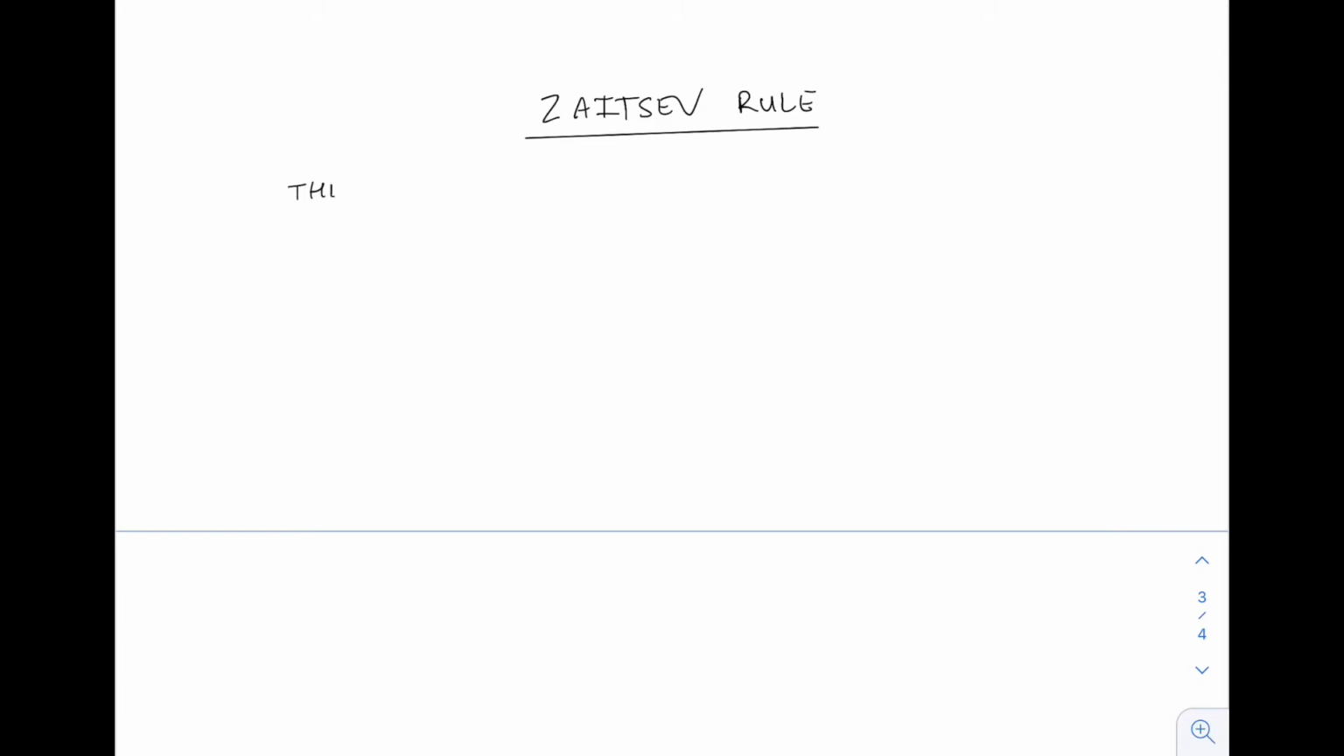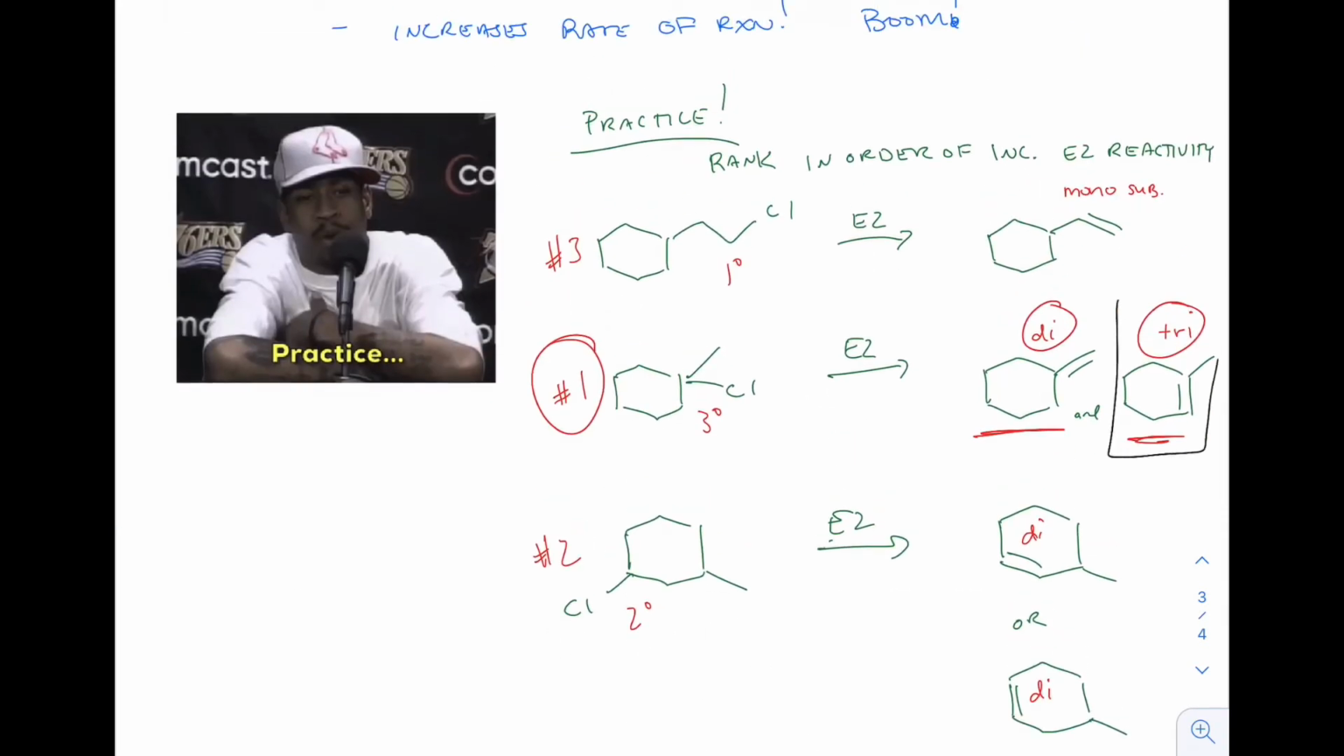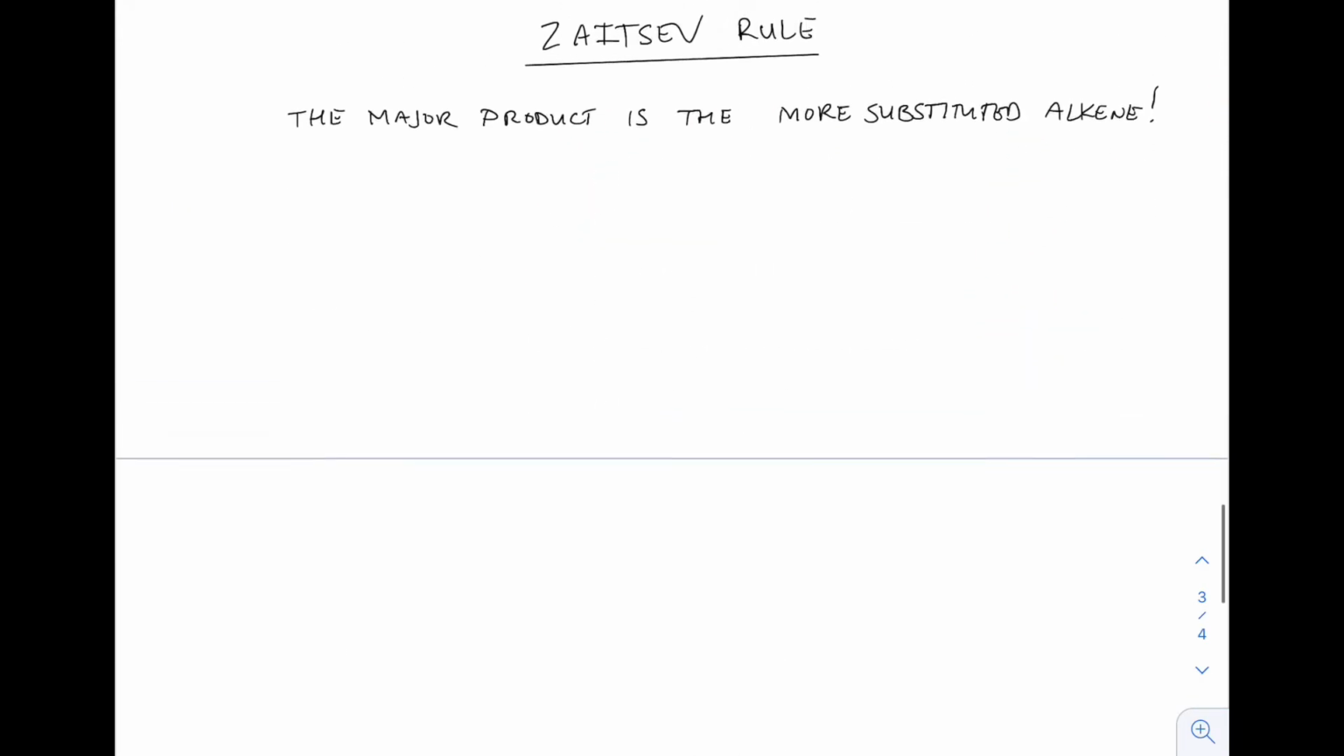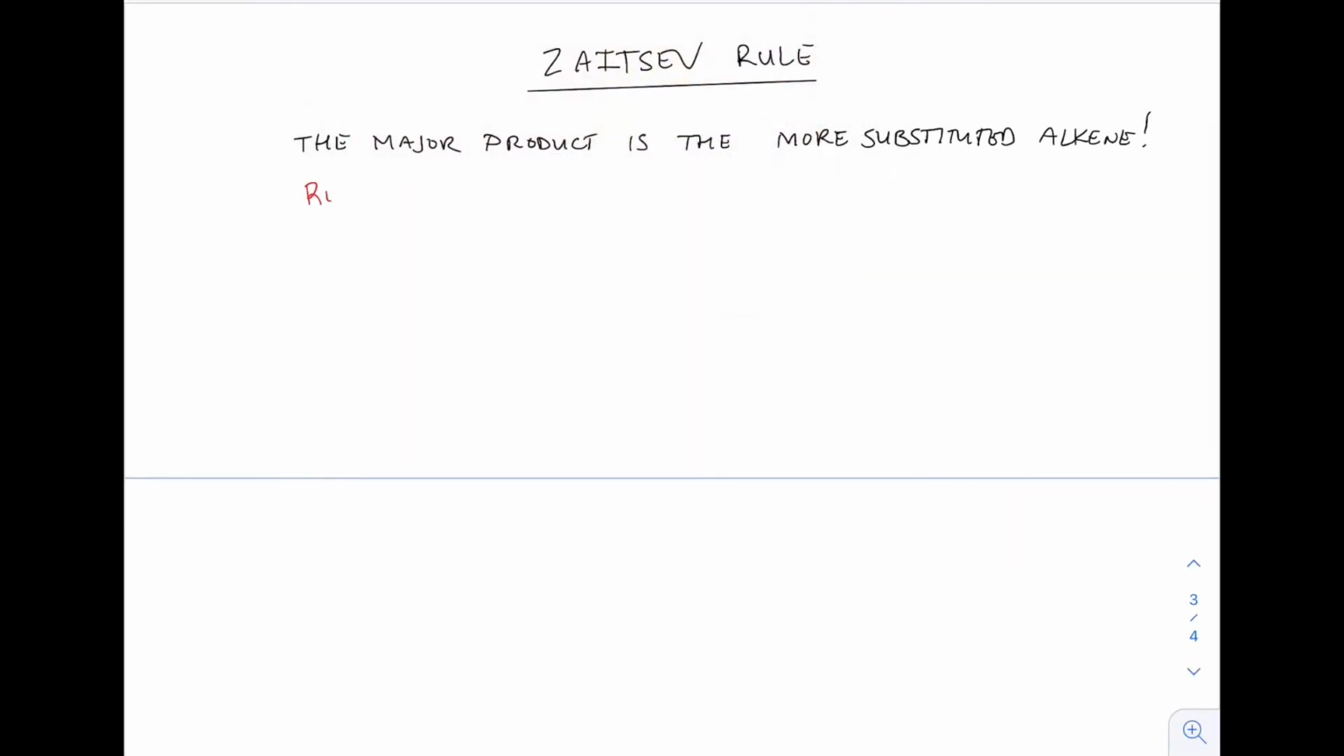All right, so the definition of Zaitsev's rule, it's named after the Russian chemist who figured it out, is that the major product is the more substituted alkene. Not too difficult, right? So that means that the major product in this case is going to be the tri-substituted. So what we would do is draw both products, typically identify that as the major, and this one as the minor. And then we move on. Next problem.